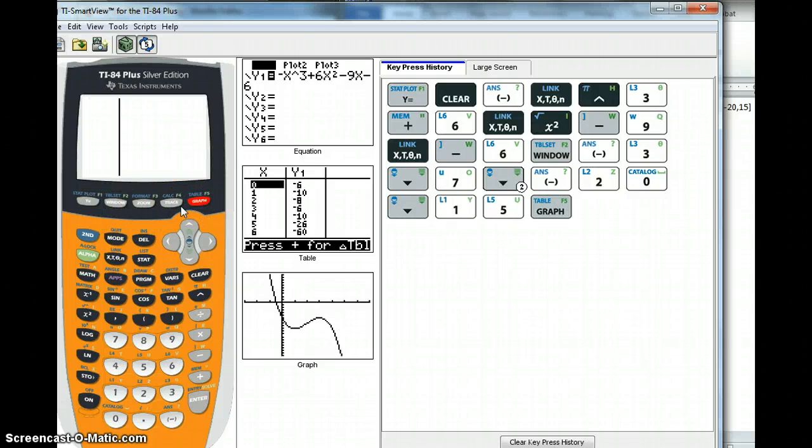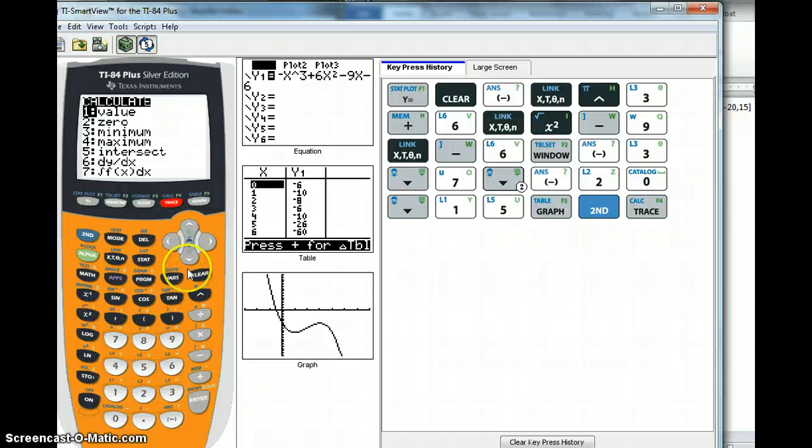Then I'm going to go ahead and hit graph. And after I hit graph, I see this picture right here. And you can see I have a relative minimum down here, and I have a relative maximum up here. So the first step of what we're going to do is find out what this minimum is.